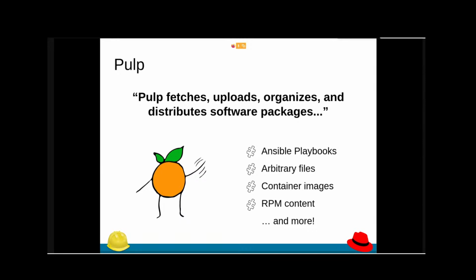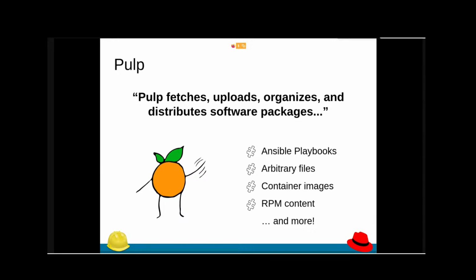How this fits into Katello is that Katello tells Pulp what content to manage and then indexes that information back into the Katello database so you can see it through the nice Foreman UI. And we just have some examples here of what kind of content you can manage. We have Ansible playbooks, arbitrary files, container images, RPM content, and more as well. Somewhat recently, with the move from Pulp 2 to Pulp 3, we reintroduced Debian content, so that's there as well. Okay, so that is Pulp.